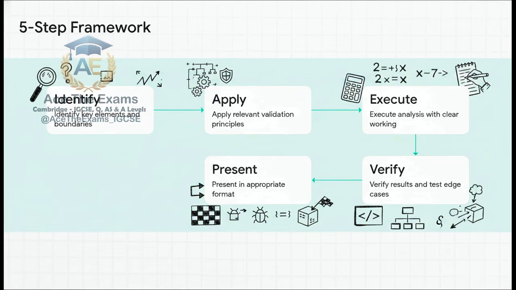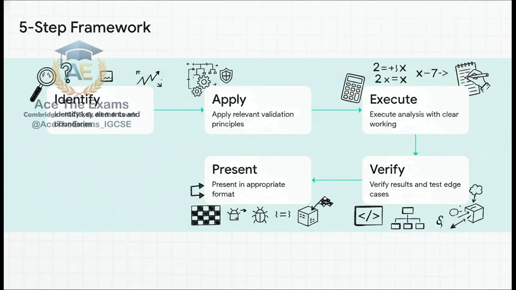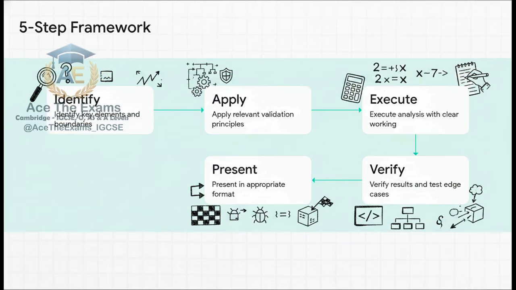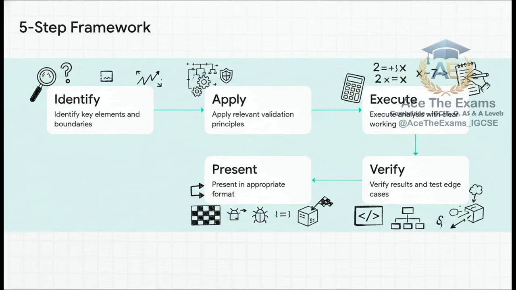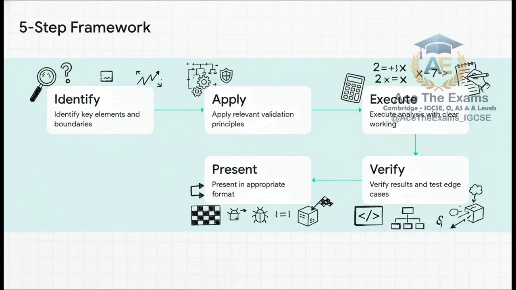I want you to memorize this 5-step sequence. Step 1. Identify key elements. Ask yourself, what is the data type? What are the specific boundaries? Step 2. Apply relevant principles. Which validation method is actually required? In our case today, it's a range check.